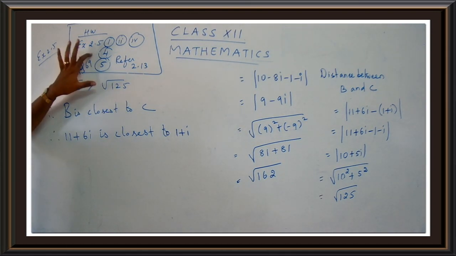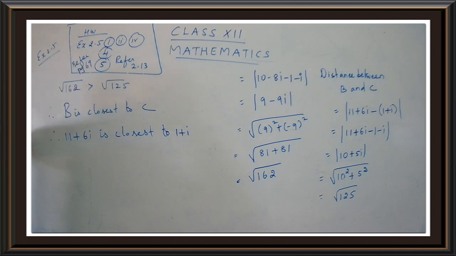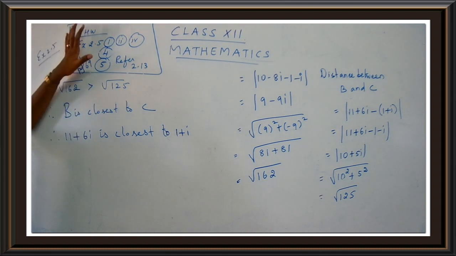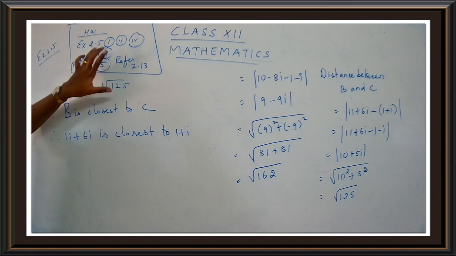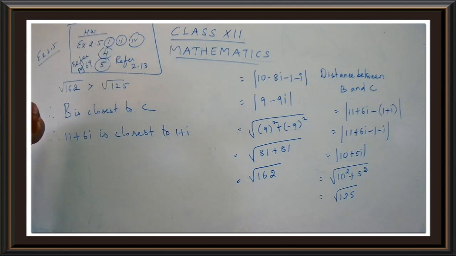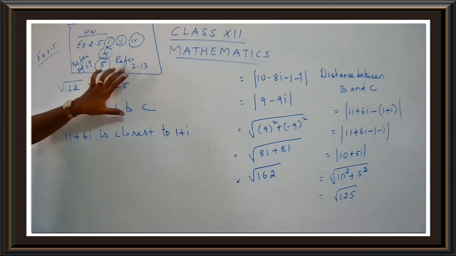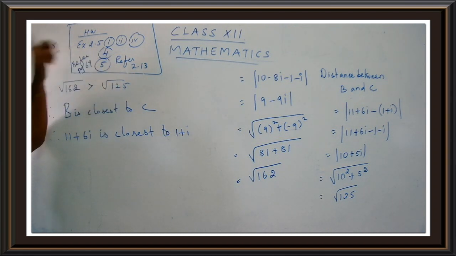So what is your homework? Your homework is from exercise 2.5, question number 1, the second subpart and the fourth subpart, and question number 4 and question number 5. For question number 4 and question number 5, you are going to refer to example 2.13. And where is 2.13? It is on page 69. Are you clear, children? Can you try the sum? Yes, you have to try the sum and you have to submit your homeworks regularly.